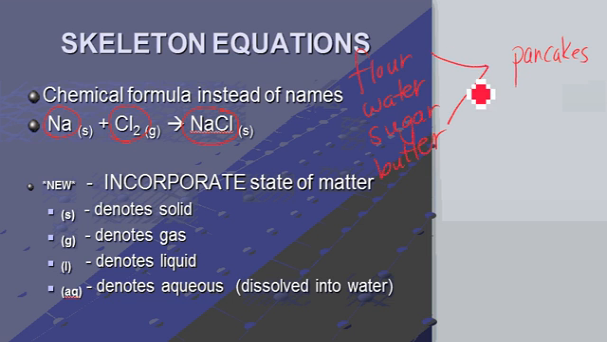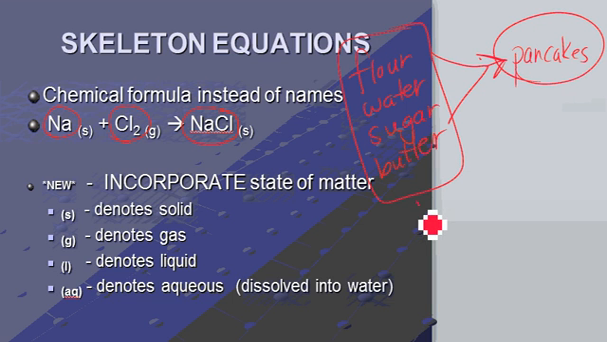Now the problem, we don't know how much of each of these ingredients we need to get this product. So these are our reactants, this will be our product. And that's what a skeleton equation is. It's just the bare basics. It tells us just what we would need in order to make something. It does not, however, tell us how much. We will get to that in a minute.